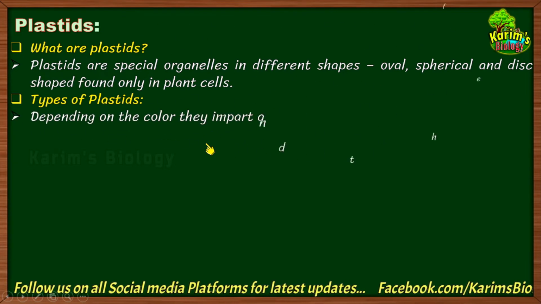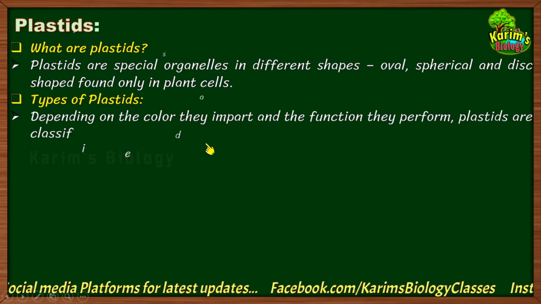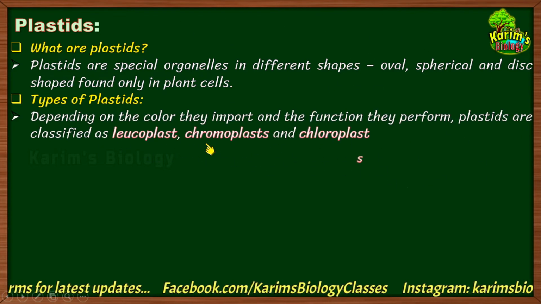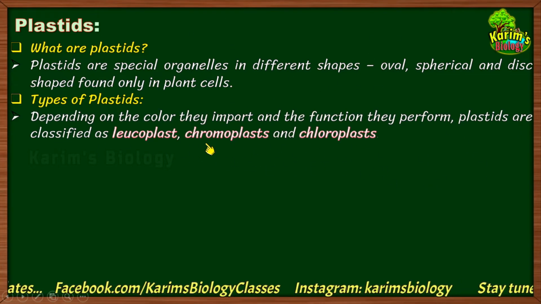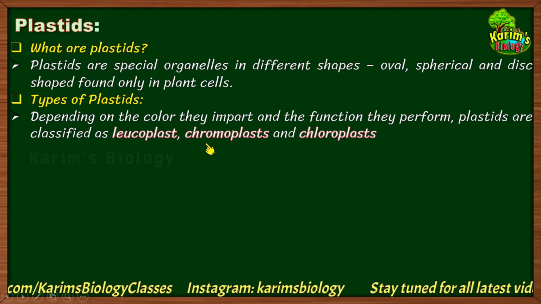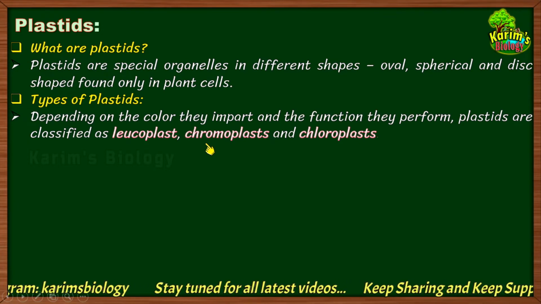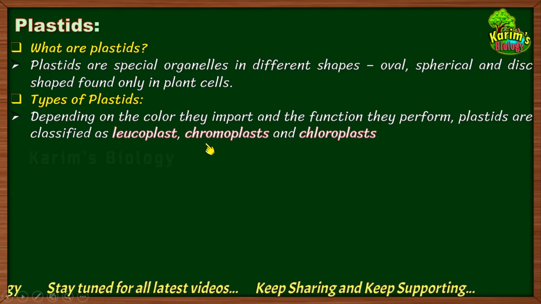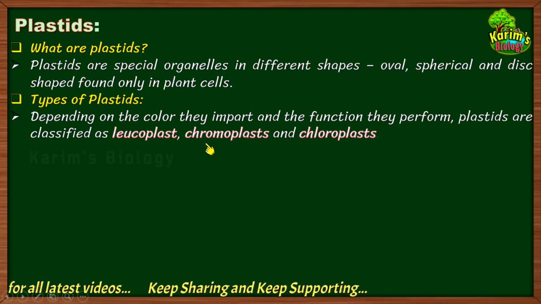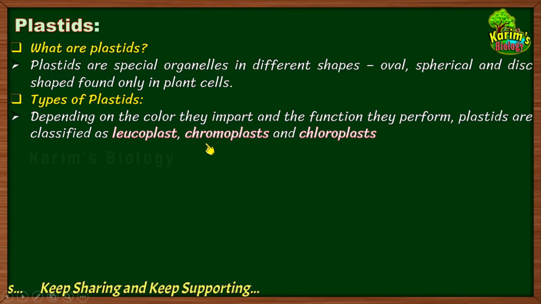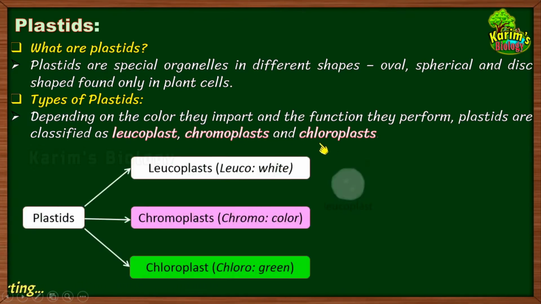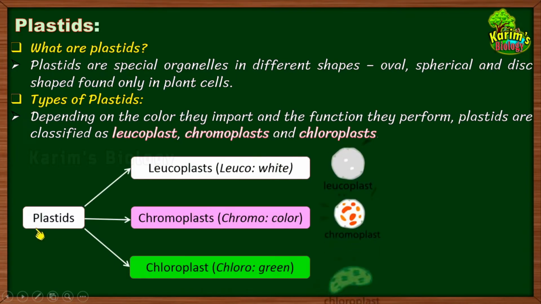Depending on the color that the plastids impart to the plant part and also the functions that the plastids perform, they are classified into three different categories. This classification of plastids is purely based on the color that they give and also the type of function that they perform in the cells. And what are those three types? They are leucoplasts, chromoplasts and chloroplasts. So you can see here, plastids are categorized into three different categories.